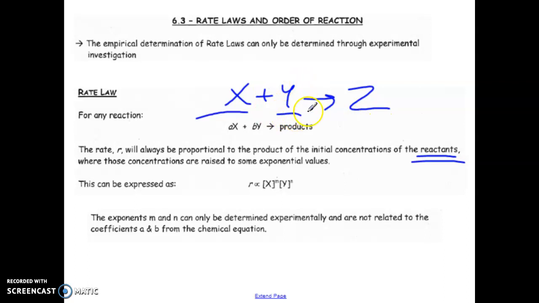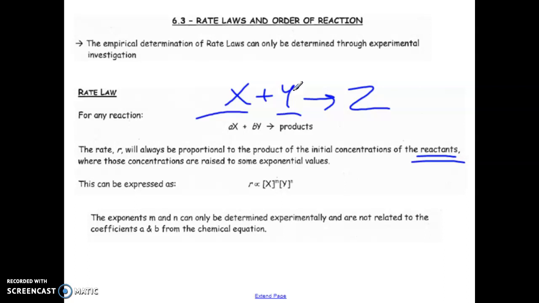Or if we were to change the concentration of Y, how would that have an impact on changing the amount of Z being made? And very often they have different relationships. You may have one reactant that has a larger impact on the rate than the other. You might have them be the same, or you may have one that essentially has zero impact on the rate. So every single reaction is different.